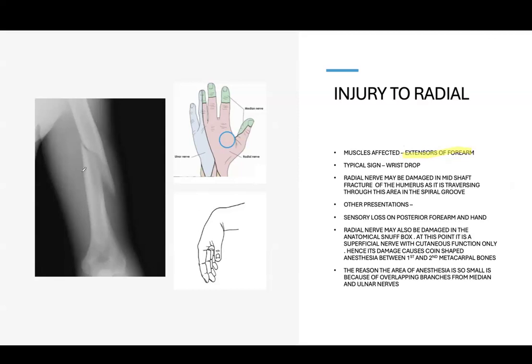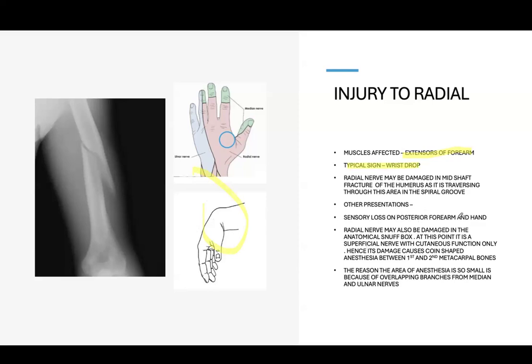However, if the radial nerve was affected closer to its origin, somewhere near the axilla, then the extensors of the arm would also be affected, such as the triceps, stuff like that. Again, the typical sign, which should be given in questions, is wrist drop, which would look something like this. It's because the extensors of the forearm don't work, so you can't extend your wrist. And that's why it's floppy like this, just downwards.